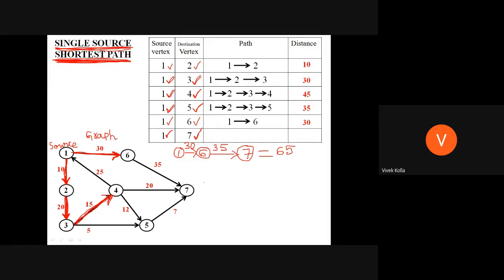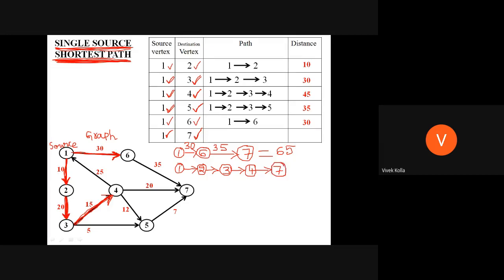Now let us choose one more path. I can choose a path like this. From 1, I can move to 2. So city 1 to city 2, and from 2, I can move to node 3. And from node 3 to node 4, I can move from 3 to 4. So 1 to 2, 2 to 3, 3 to 4, and from 4 to 7, I can move like this.